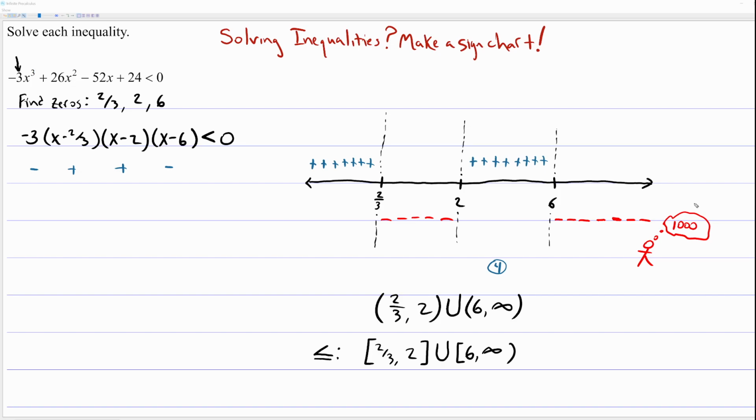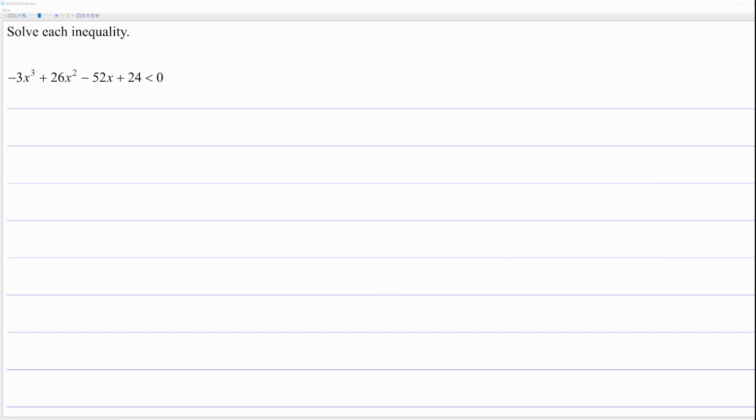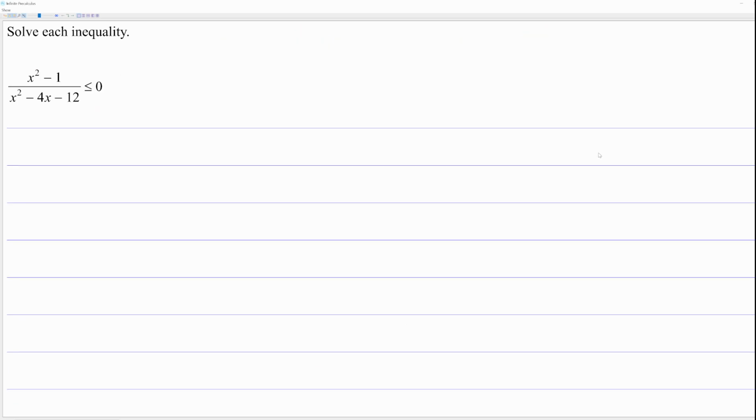In the next example, we're going to solve a rational inequality, but I'll go ahead and spoil the surprise. We're basically going to do exactly the same thing. So I'll clear the screen and bring up the next problem. All right, so we want to solve this rational inequality. Our first step is like before, where we're going to factor everything that we see.